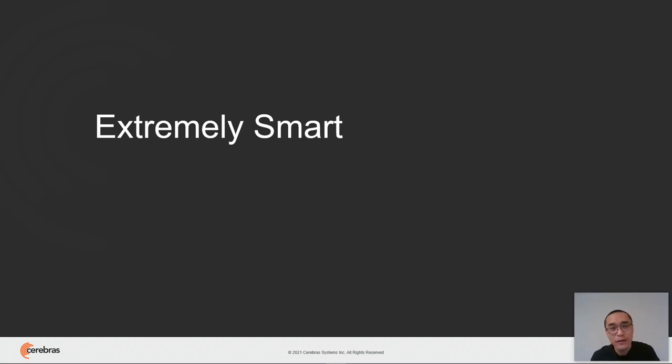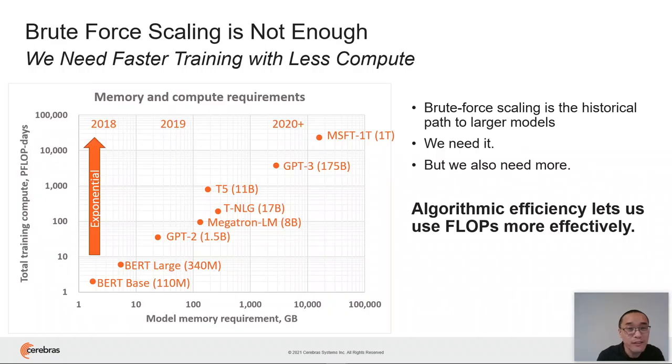Now that we've seen how we can scale both capacity and performance, we need to step back and ask ourselves, is that enough? And we'll quickly conclude that to train extreme scale models, it's not. We need smarter models. The reason is simple. The model sizes and the compute are growing exponentially, outpacing Moore's law by orders of magnitude. At this rate, we'll soon need a football field worth of silicon to run just a single model. That's not practical.